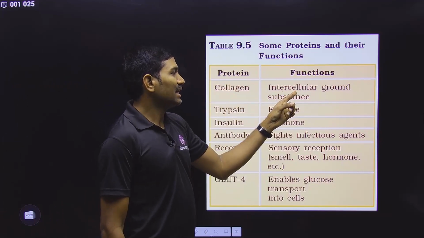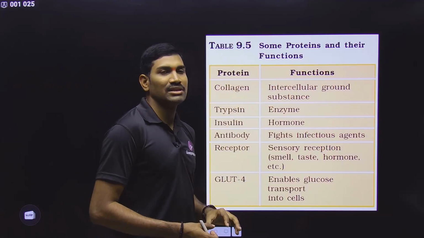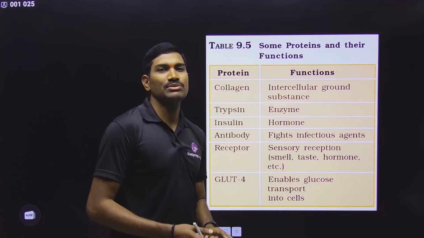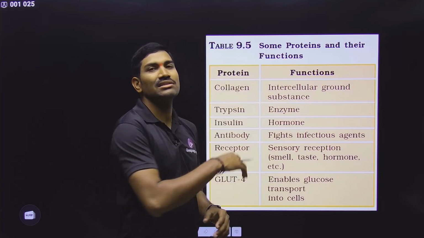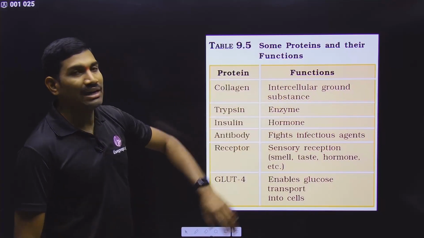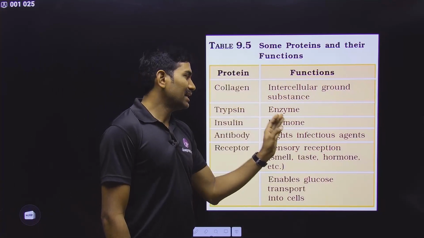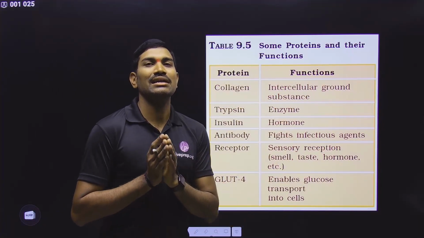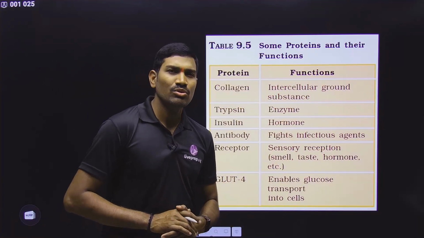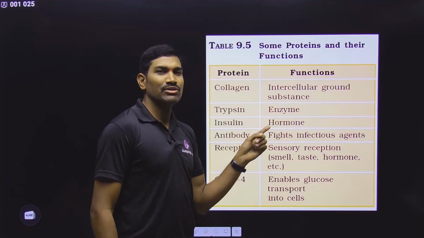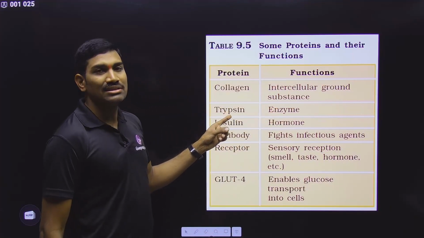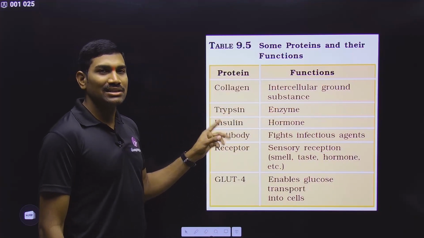Collagen protein is acting as an intercellular ground substance. Between the cells, it is present in the tissues. In the case of animal tissues, you are observing this. Next one is trypsin. Trypsin is the enzyme that you are studying under the digestion and absorption chapter. Though it is deleted, since this name was mentioned, at least remember this. So trypsin is a protein digesting enzyme.